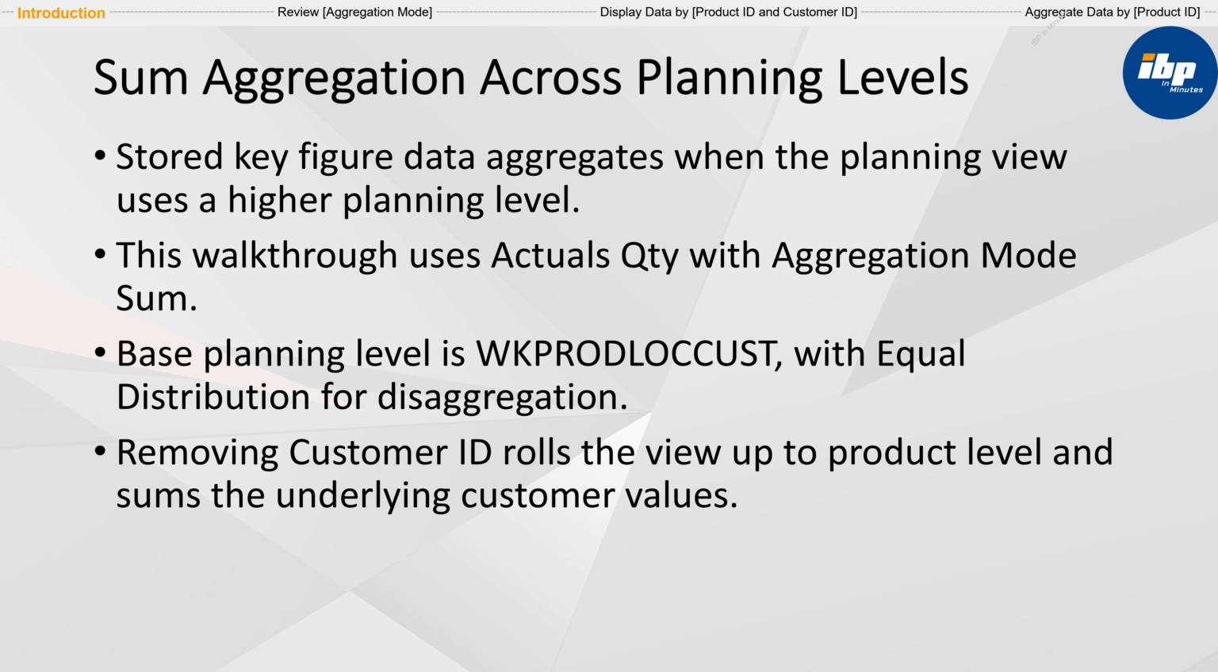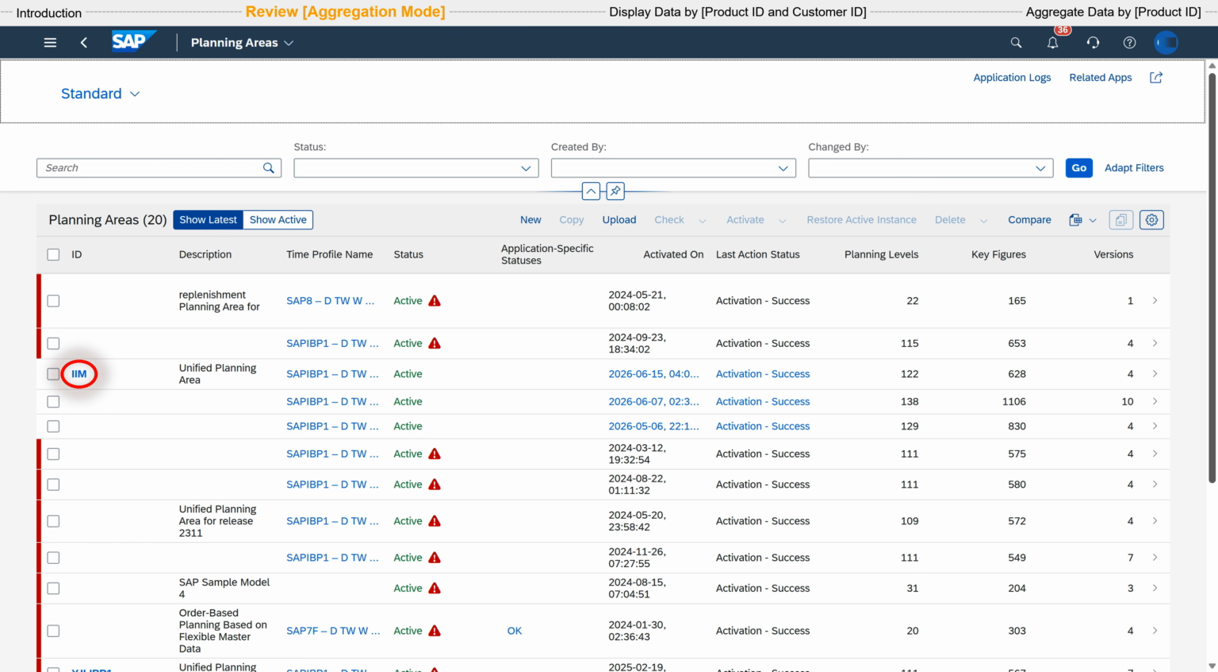Next, open the SAP IBP web application to review the planning area configuration. Next, the planning areas list is displayed. The IIM planning area is highlighted in the table. Click the IIM planning area ID to open the model configuration used in this example.